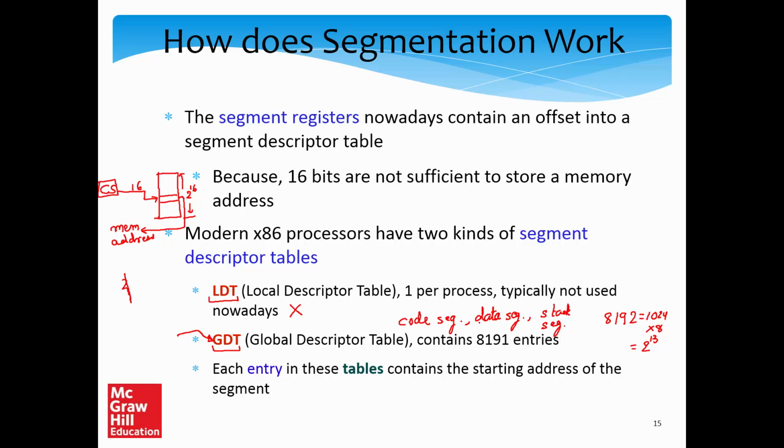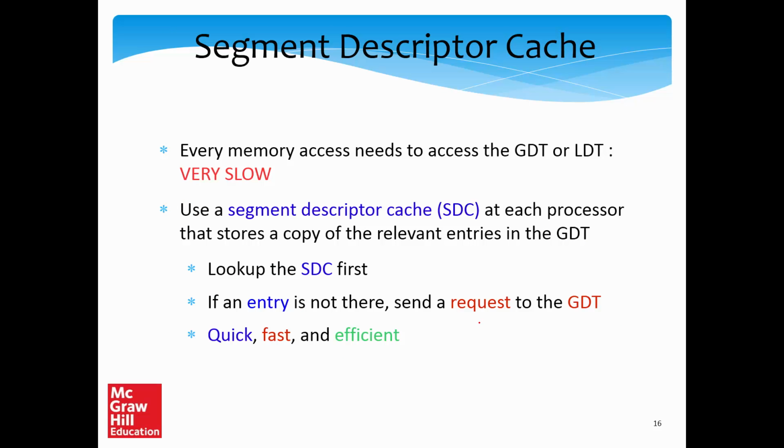But in any case, we don't care about this at the moment. All that we are concerned with is that we will have a single large table, shared by all the running programs in the system, and pretty much every program can access this to find out where its segments begin. Each entry in the GDT table will contain the starting address of the segment.